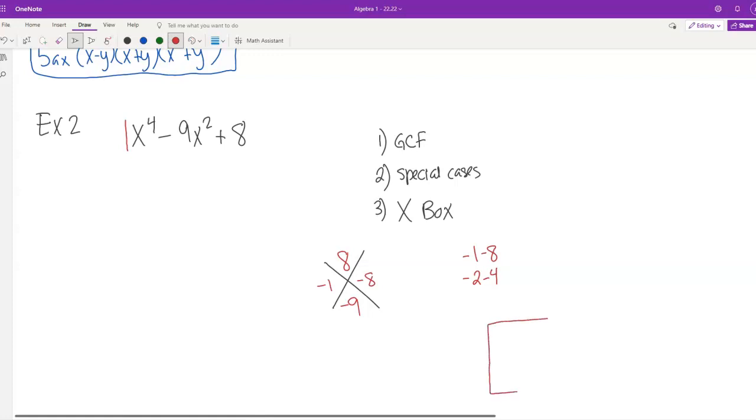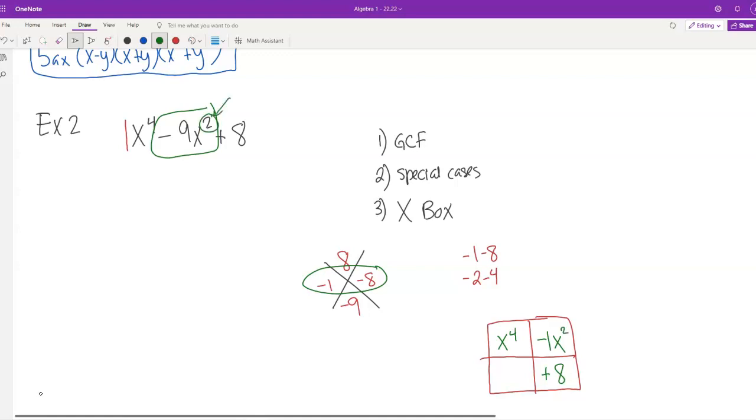All right, so I'm going to go ahead and make a little box. And I'm going to plug in my trinomial, but I'm going to replace the middle term with these two. So x to the 4th, and instead of -9x squared, I'm going to put the plus 8 over here. I'm going to now fill in here -1x, oh, it's going to be x squared, because again, pay attention right there. And this is going to be -8x squared.